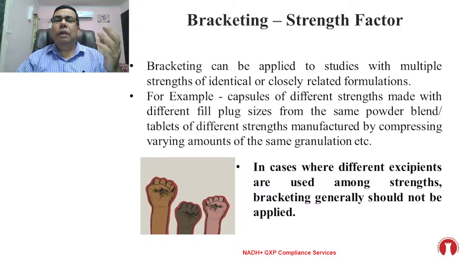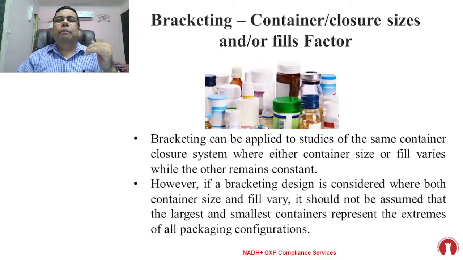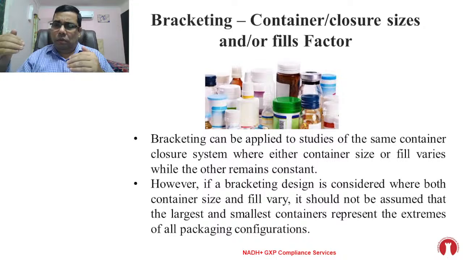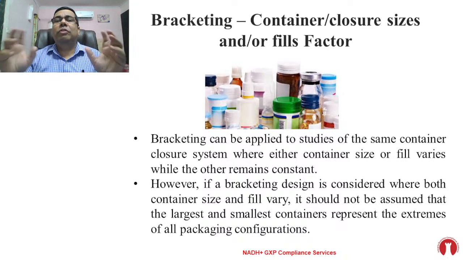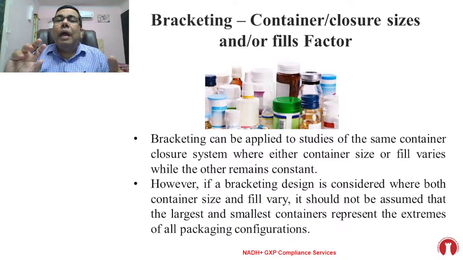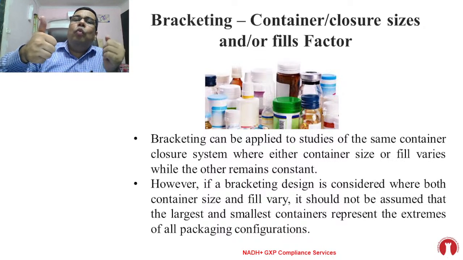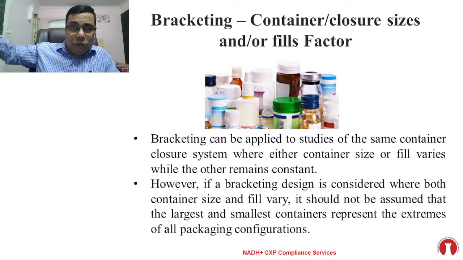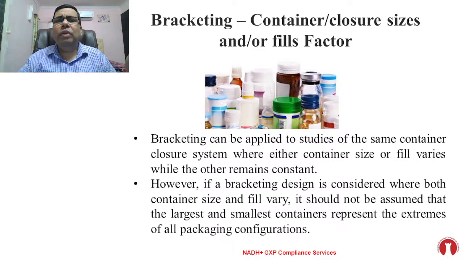Hope this is clear. So now the second design parameter for bracketing is the container closure sizes, right? The same thought is applicable for container closure sizes also. Bracketing can be applied to the studies of the same container closure system where either container size or fill varies while the other remains constant. Simple wording, right?